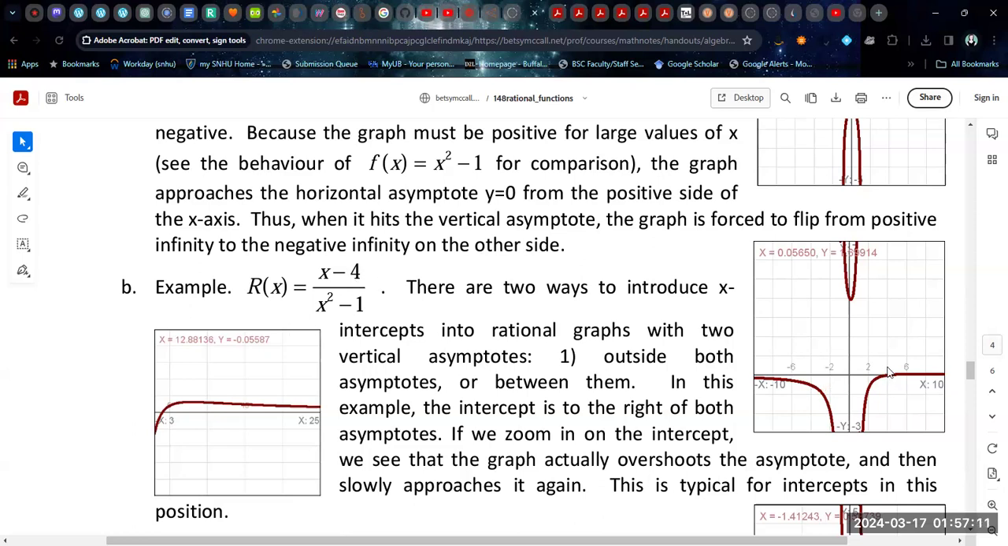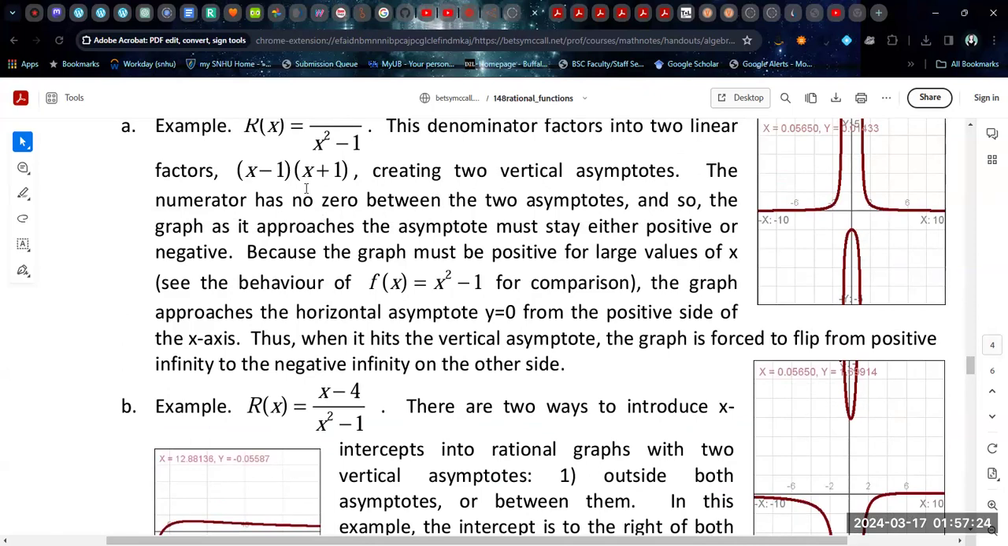Actually, it has an x-intercept at 4, and we have a y-intercept also up here at 4. And so we can plot those points, and that will give us some information about where our points have to go through. The y-intercept on this previous example was at -1, for instance.